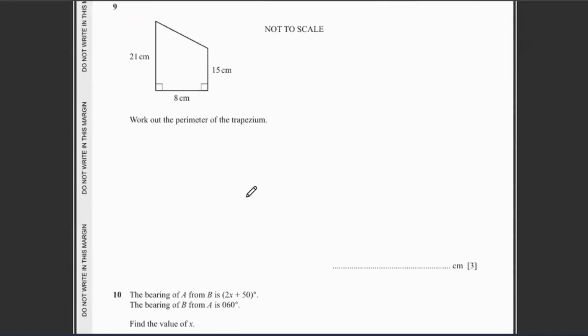Next question, we have to find the perimeter of the trapezium. One of the sides is unknown. Let's find the length of this side. This is 21. So we know this will be 8, and this will be 21 minus 15, which is 6. So this is a right angle triangle. That means this will be equal to the square root of 6 squared plus 8 squared, which is the square root of 100, which is 10.